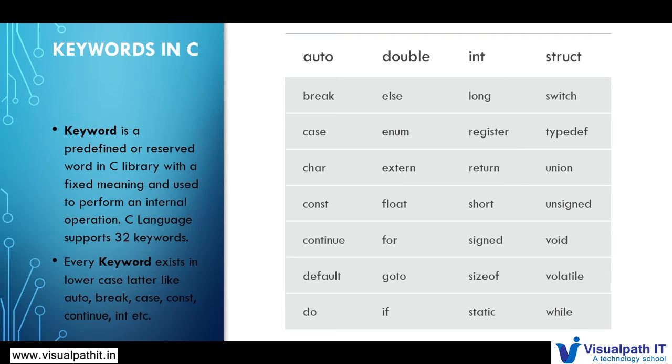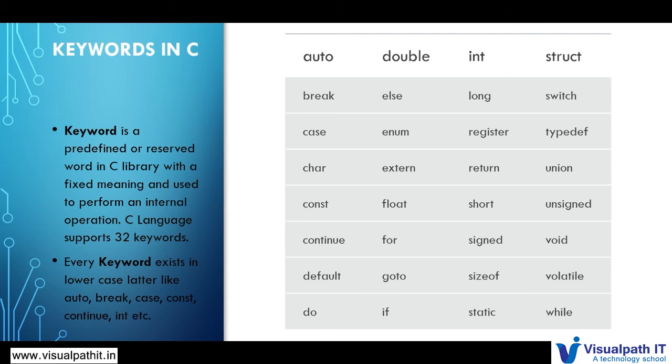The C language has reserved some words for its internal use, and they are known as keywords. So what are keywords? A keyword is a predefined or reserved word in the C library with a fixed meaning, used to perform an internal operation. Altogether, C language has 32 different keywords. As you can see on this computer screen, these all are the keywords of C. Every keyword exists in lowercase letters, like auto, break, double, and all. You can see all these 32 words are in lowercase.